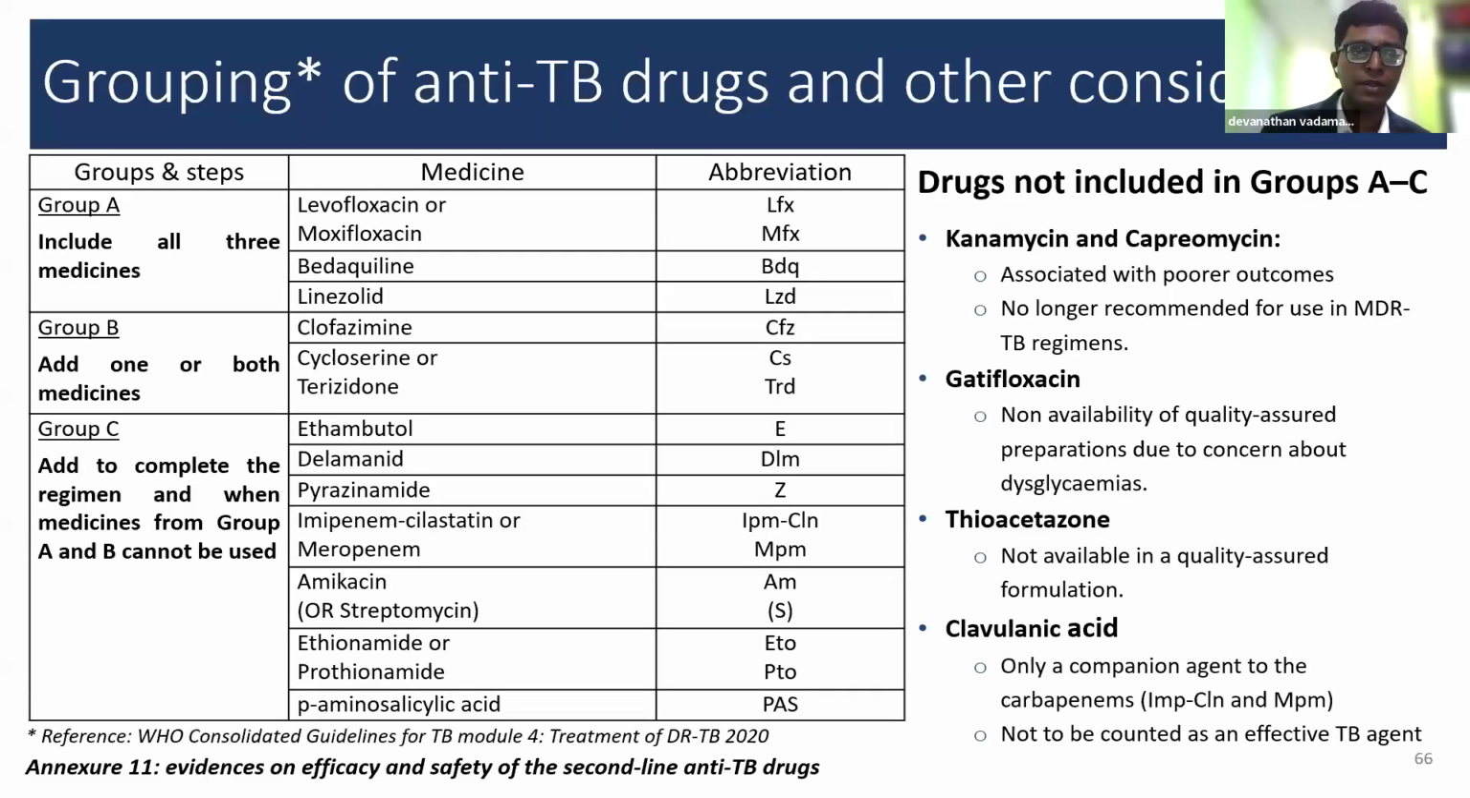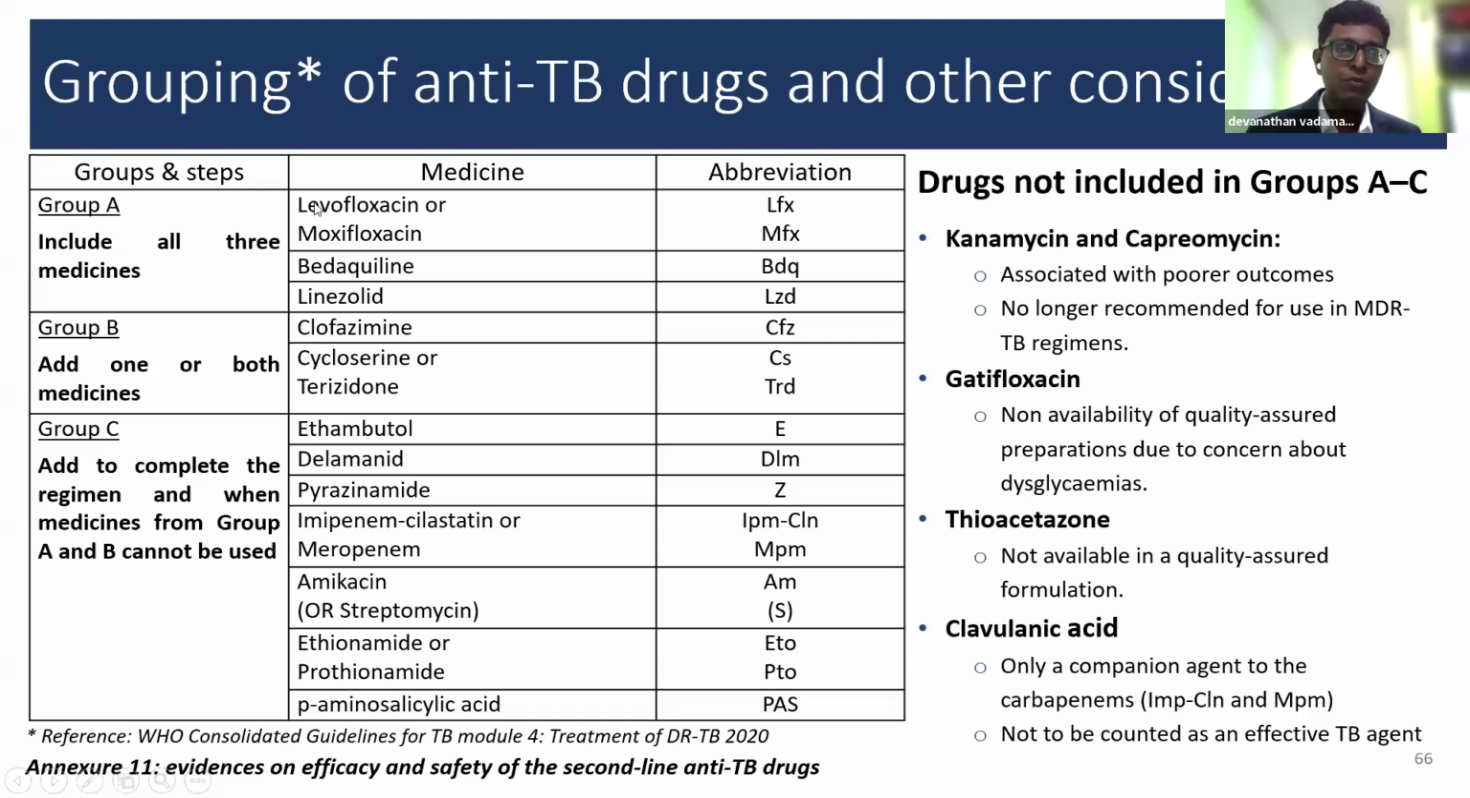If the patient has already taken the drugs, we cannot give shorter MDR and we have to go only for the longer MDR regimen. The longer MDR regimen, as I already told, is a 20 months regimen. We take 3 drugs from group A: levofloxacin, bedaquiline, linezolid, and 2 drugs from group B: clofazimine and cycloserine. With these 5 drugs, we form the regimen.